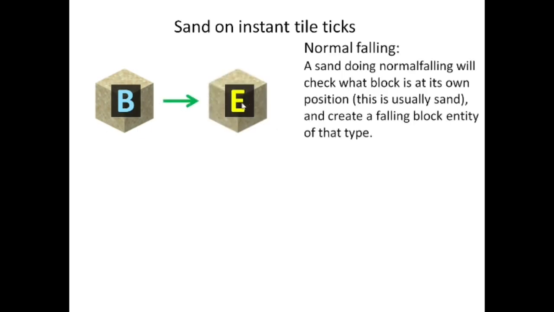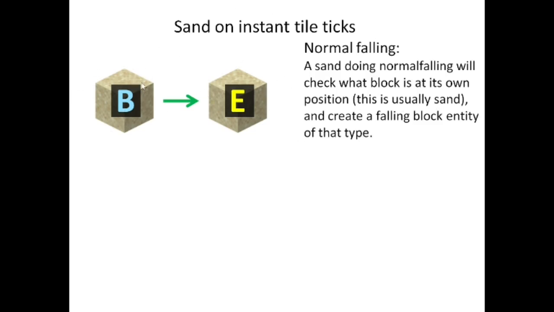And next, the normal falling behavior. If you have a normal falling sand, then the sand will actually not delete itself, it will only create a sand entity, and that's basically it. Or to be more specific, if you have a sand doing normal falling behavior, then it will check what block state is at its own position and create a falling entity of that block state. And this is what we will later exploit in the falling block swaps, that if you replace the sand by a different block, then you get a different entity.